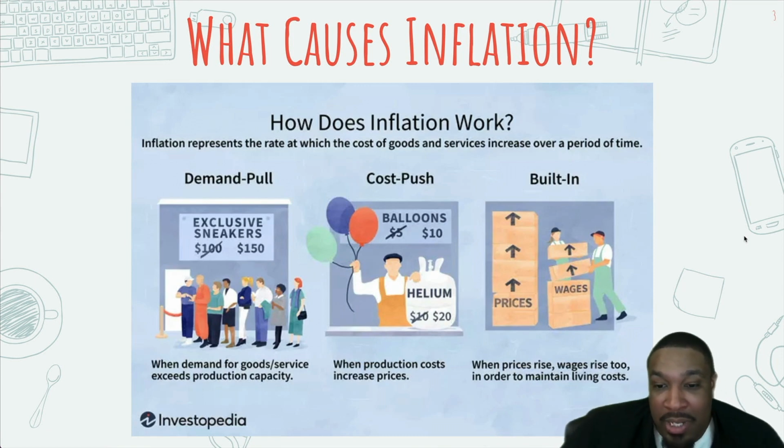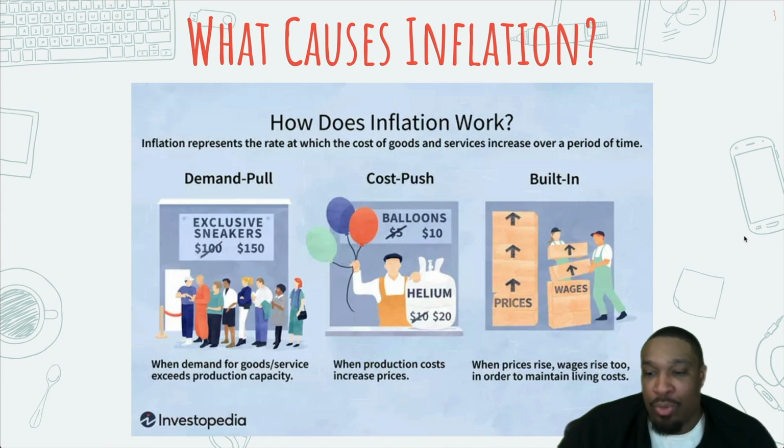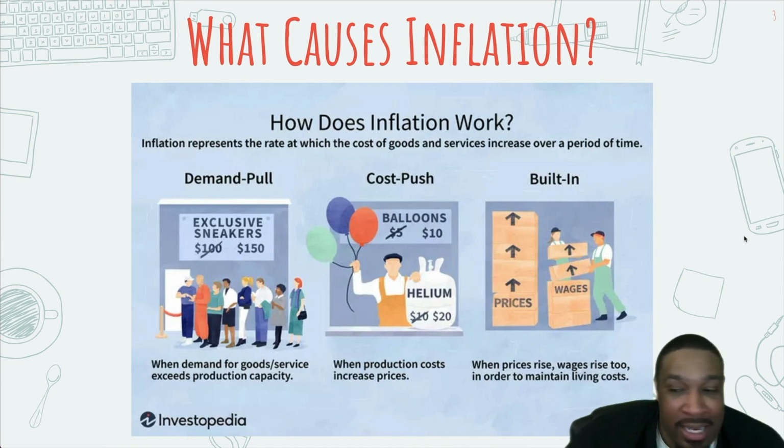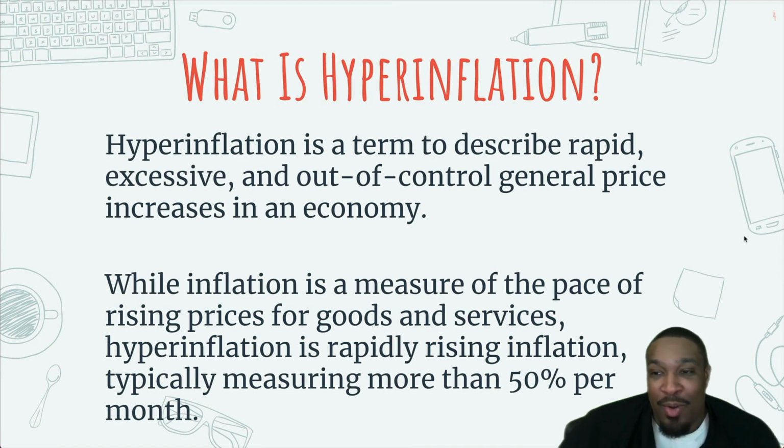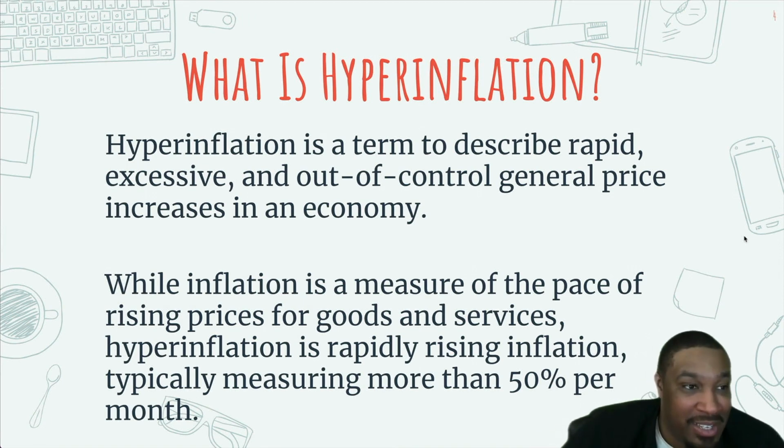Number two, cost push. That's when production costs increase prices. And number three, built in. That is when prices rise, wages rise too, in order to maintain living costs. Now what we need to look at is what is hyperinflation, because regular inflation and hyperinflation are two different things.